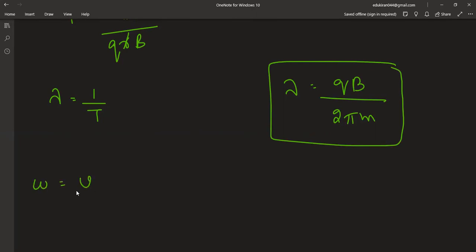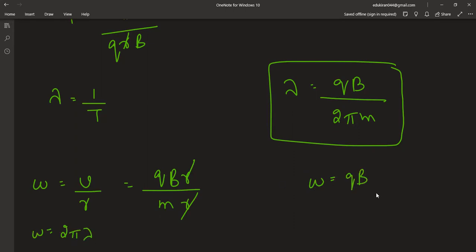Now omega is equal to v by r. Remember in circular motion, in class 11th you must have done this, or I have also revised this, v is equal to omega r. So omega will be v by r. What was v? qBr by m, and this r, so r will be cancelled. Or you can even get it from this formula, omega is equal to 2 pi nu. 2 pi will be cancelled. So qB by m will be left.